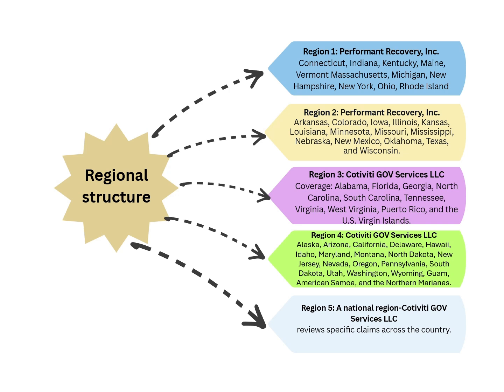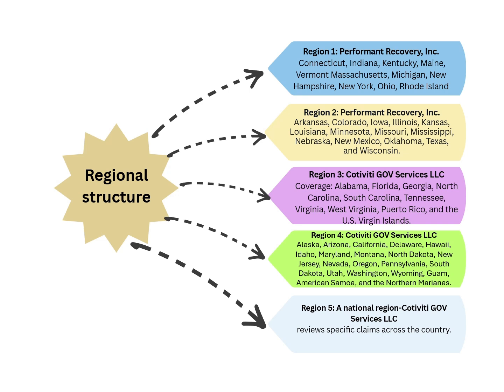Region 3, Codevitae Gov Services LLC. Coverage: Alabama, Florida, Georgia, North Carolina, South Carolina, Tennessee, Virginia, West Virginia, Puerto Rico, and the U.S.